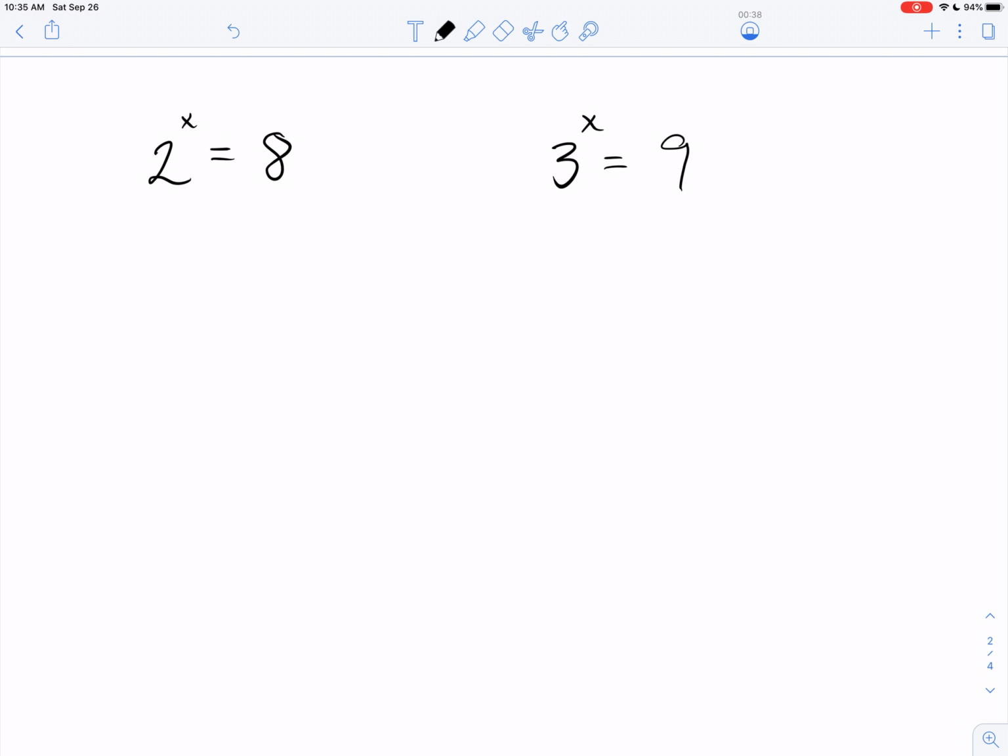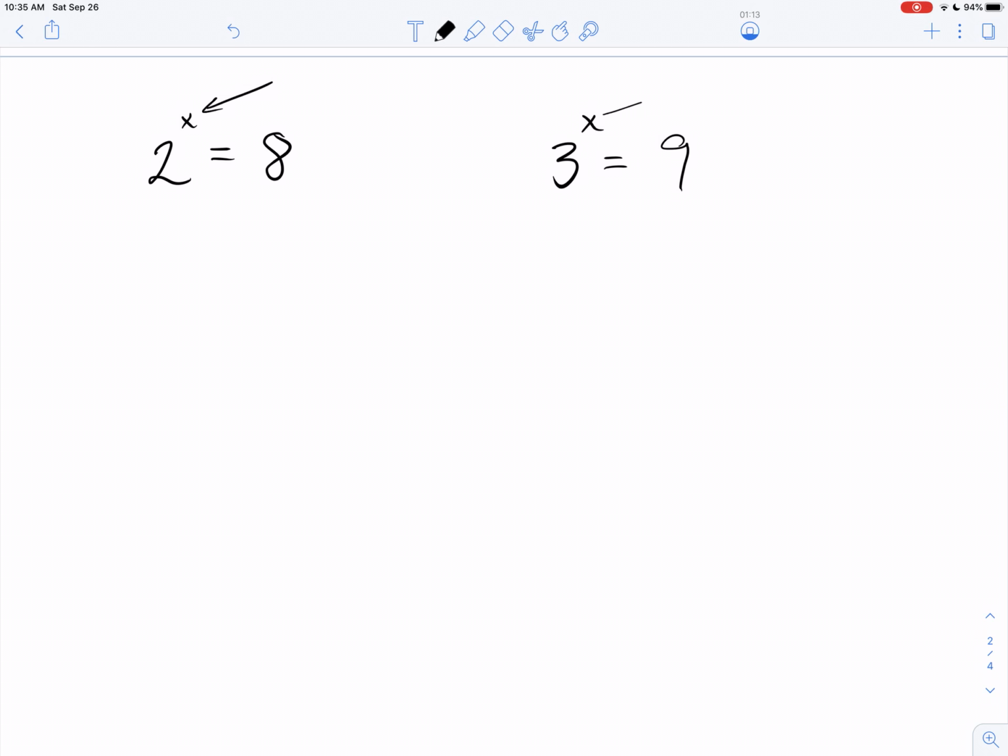Okay, greetings guys. We're going to talk about solving exponential equations. On the whiteboard here, I have two very easy ones. Of course, they're not always going to be easy, but the concept is the same, no matter how easy or difficult the problem. So in this first one, if I wanted to, I could guess and check, and say, you know what, if x was equal to 3, then I would have 2 cubed equals 8. I would have the solution to that equation.